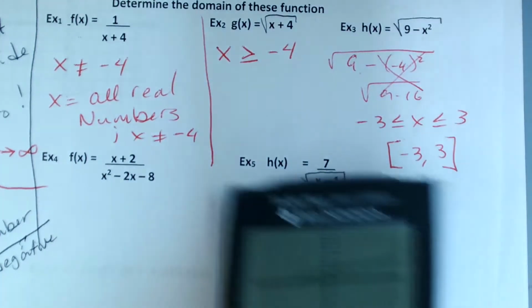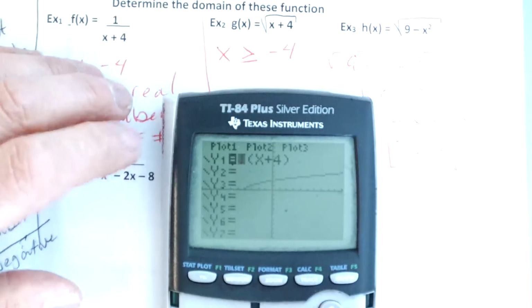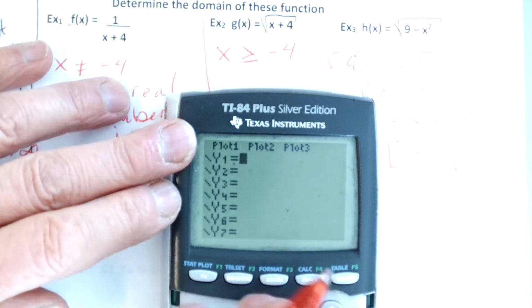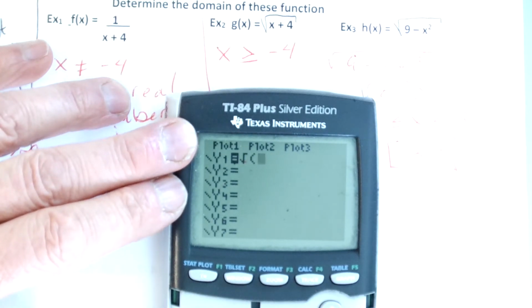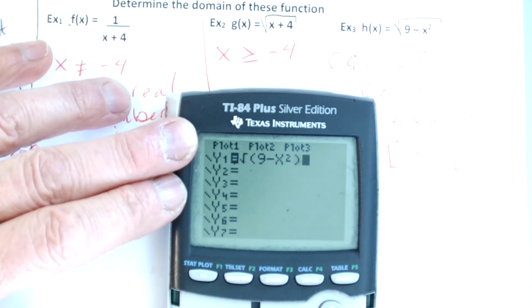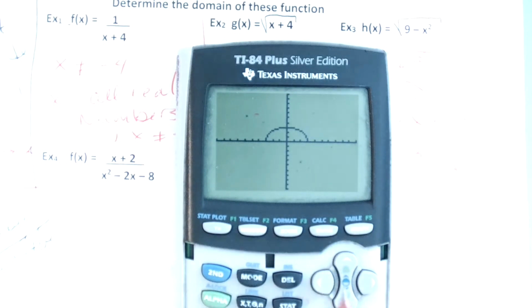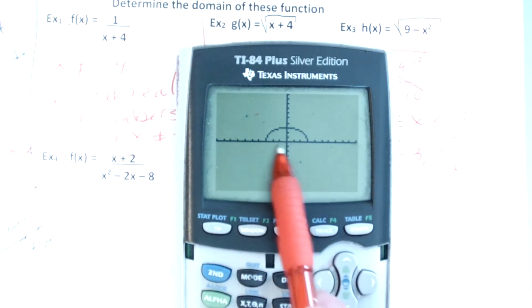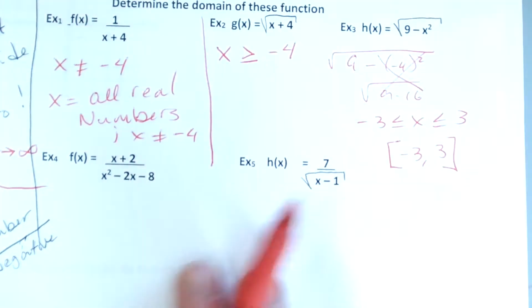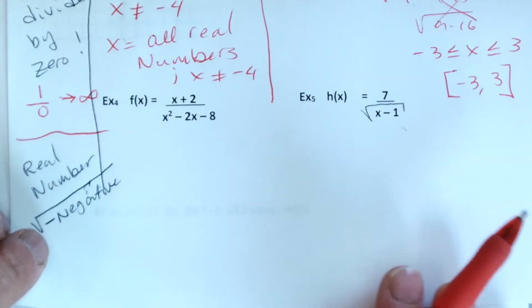Now take a look at this graph. This is actually kind of interesting because you'll see it's a half circle. So if I go square root of 9 minus x squared, okay? If I graph this, sure enough, it's a half circle, right? And it does exist between negative 3 and 3. See that? All right.